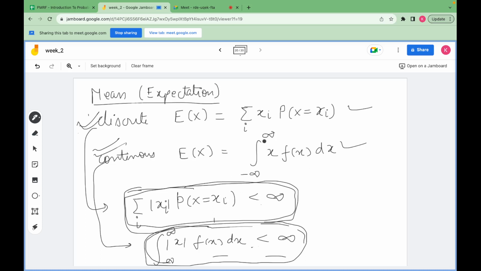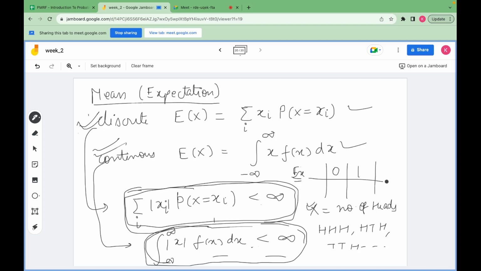Okay, so it is like this. For example, let's take the example that we are tossing three coins randomly and simultaneously. The outcomes can be heads, heads, heads, or heads, heads, tail, and something like this. Let's say that x is the number of heads. So this is now the random variable. So x can be 0, 1, 2, or 3.